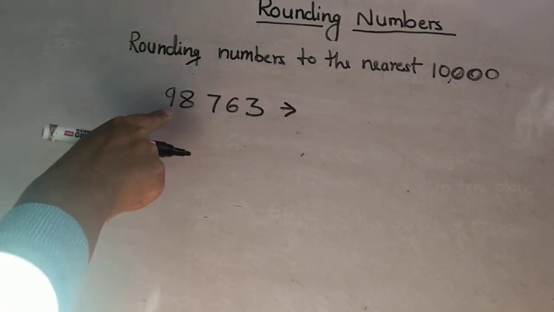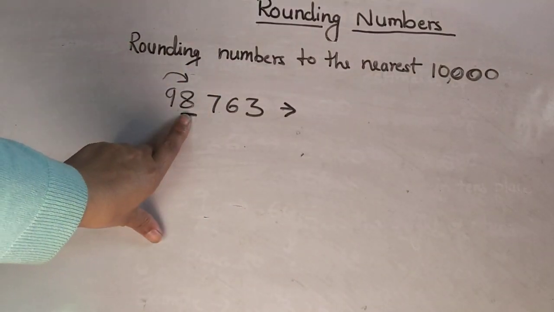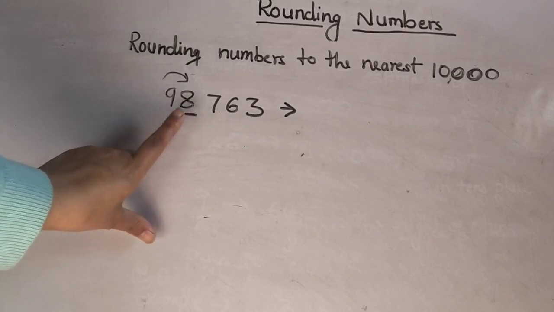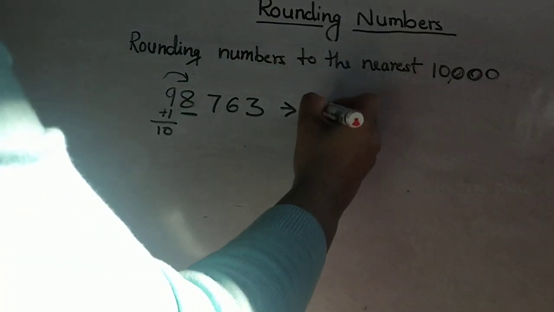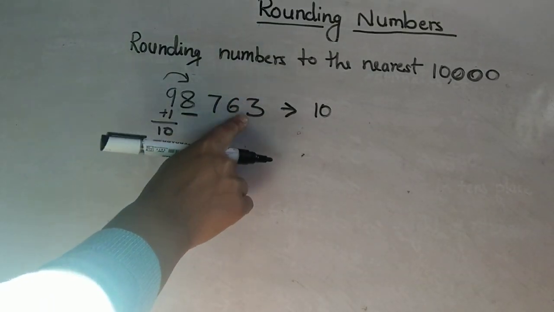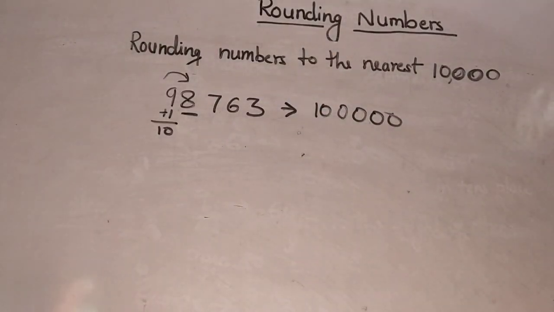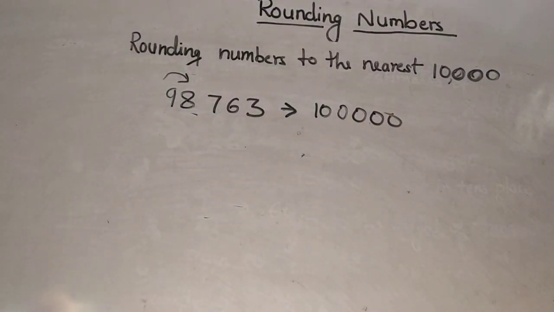ones, tens, 100, 1,000, 10,000. Right of 10,000 is the 1,000 place. If this digit is 5 or greater than 5, yes, it is greater than 5, so we will add 1 to this place, which will be 10, and change all the digits to the right of the 10,000 place to 0. Right of the 10,000 place: 1,000, 100, tens, ones. Next example.